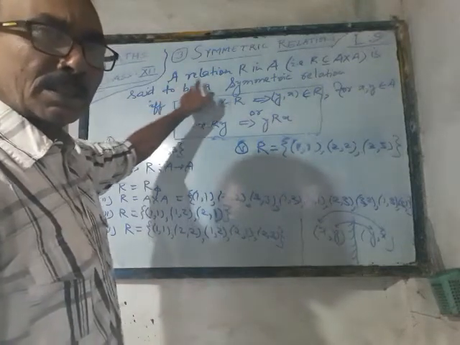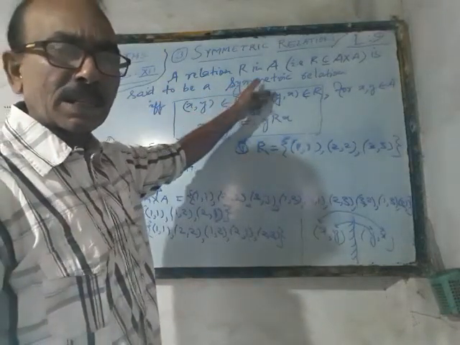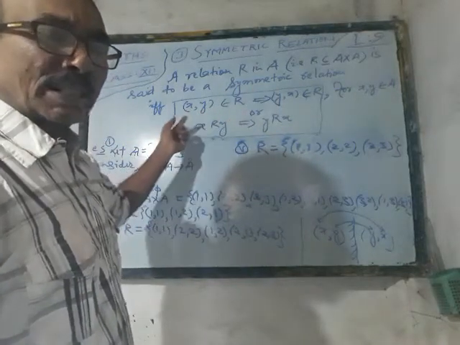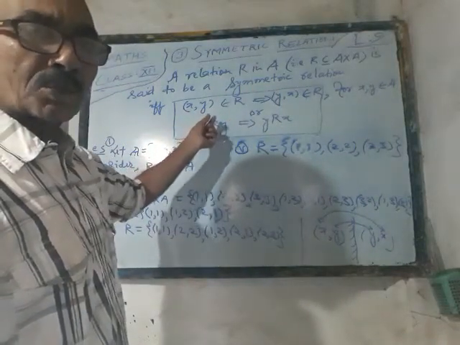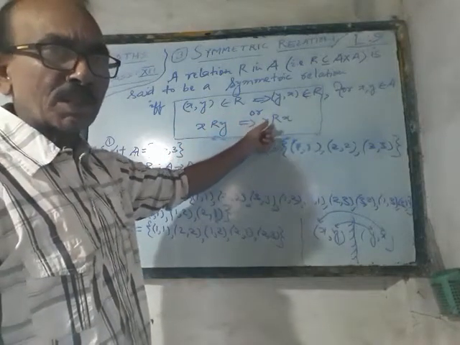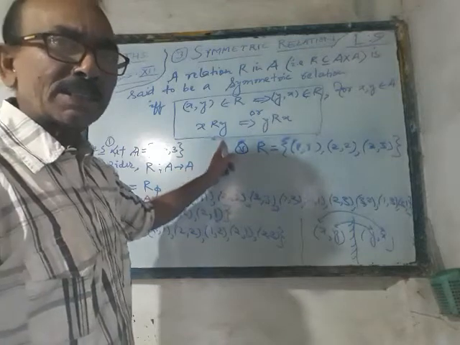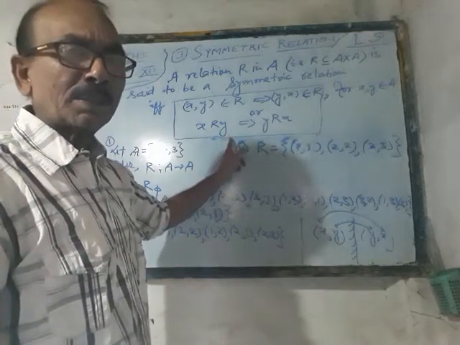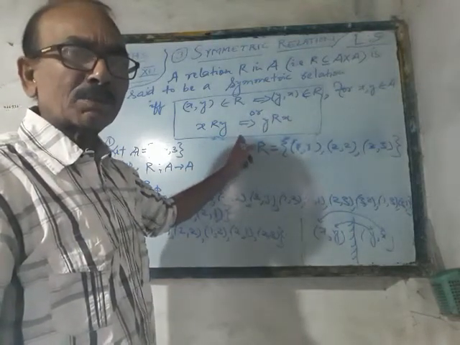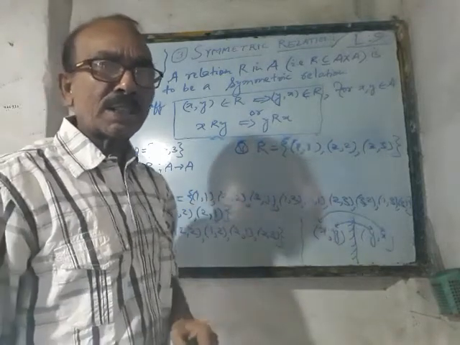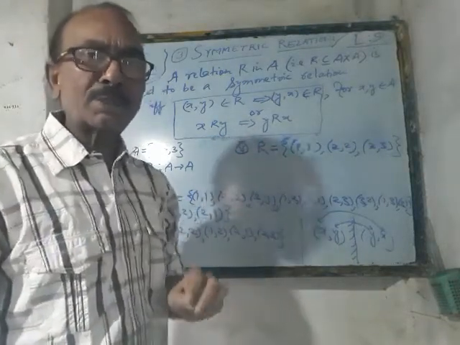A relation over the set A, that is R is a subset of A cross A, is called a symmetric relation if and only if (x, y) belongs to R implies (y, x) belongs to R. That is, if x is R-related to y, then it is necessary for y to be related to x with the same relation. If (x, y) is there and (y, x) is not there, then that relation won't be a symmetric relation.